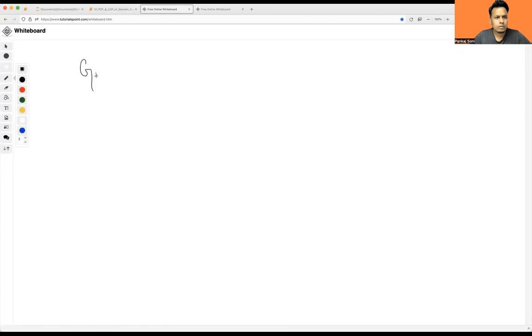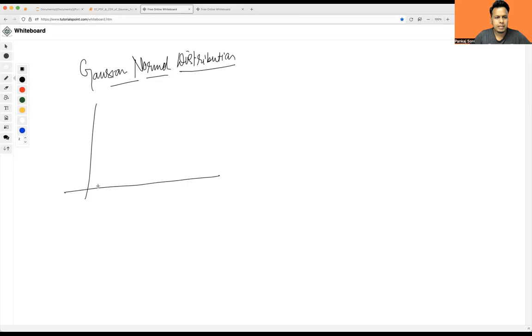Gaussian normal distribution. So what is the property of this Gaussian normal distribution? Your complete data will have this kind of bell curve, right? Where mu, that is your mean, will be 0 and sigma will be 1, that is standard deviation will be 1.